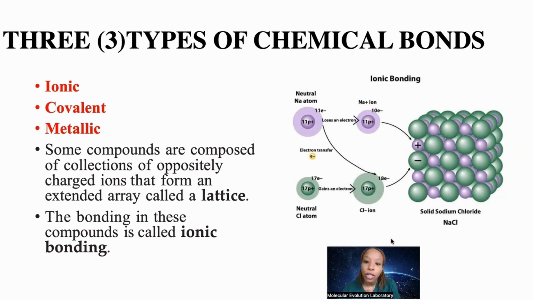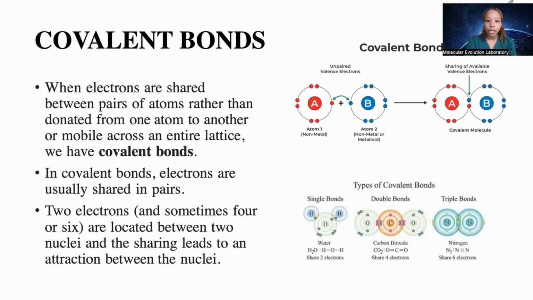For example, sodium, we know, is a group 1 element. Sodium is a positively charged cation. Chloride is a negatively charged anion. These can come together to form an ionic bond. When electrons are shared between pairs of atoms rather than donated from one atom to another or mobile across an entire lattice, we call that a covalent bond. So the electrons are shared, they are not donated. And this is usually between 2 non-metals.